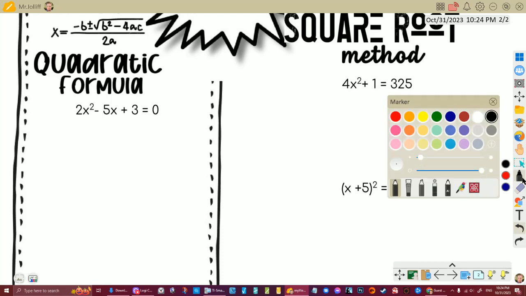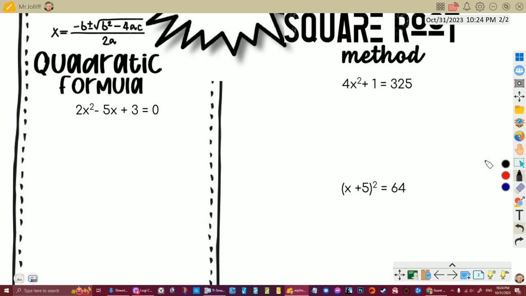The very first step to using the quadratic formula is to identify A, B, and C. So looking at this equation, over here to the side, I'm going to write what my A, my B, and my C are. So A is the coefficient on the x squared term, so that's a 2. B is the coefficient on the x term, which is a minus 5. And C is the constant at the end, which is a positive 3.